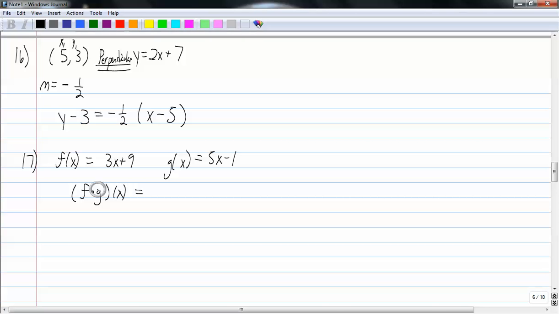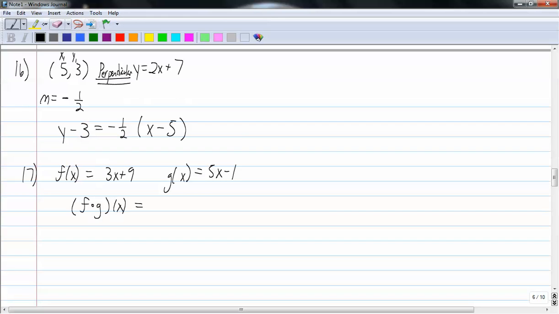Alright, so we take the second function and we plug it into the first function. So I'm going to take this g of x here, and I'm going to plug it into my other function, my f. I'm going to plug it in right there for x. If f would have had more than one x value, I'd plug it in for every one. Alright, I'd plug in 5x minus 1. It only has one x value, so plug 5x minus 1 in for x.